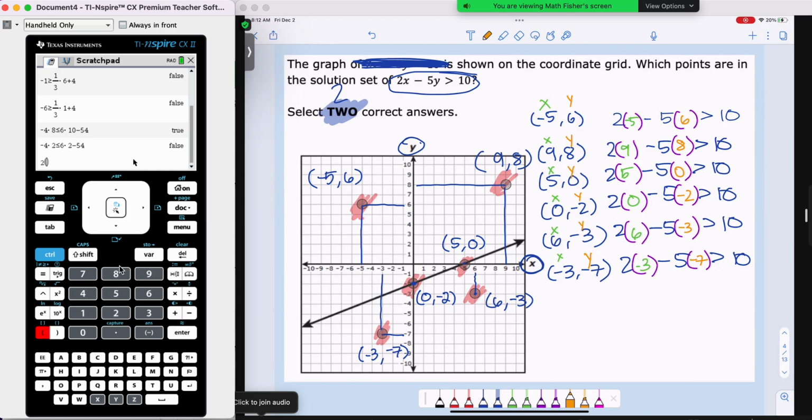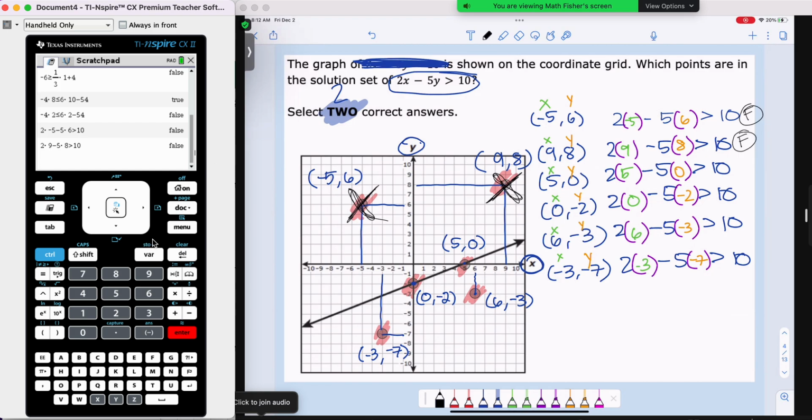So I have 2 parentheses negative 5 minus 5 parentheses 6. Control equals 10. Enter. That's false. So this first one gave me false. For the next one, I have 2 parentheses 9 minus 5 parentheses 8. Control equals 10. Enter. That gave me false. So I know that this point cannot be my answer, and this point cannot be my answer.